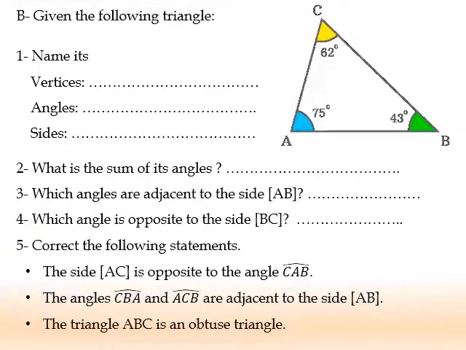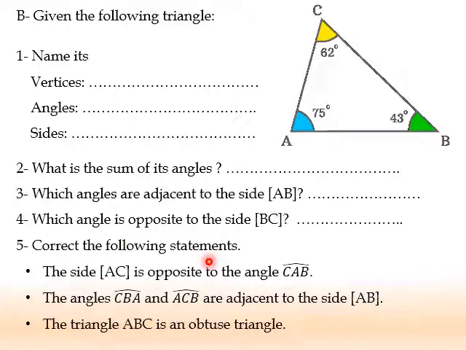Okay? Now B, given the following triangle, name its vertices, angles, and sides from this figure here. Then you have to find the sum of the angles, of course, by showing me your work. Which angles are adjacent to side AB? This is side AB. You have 2 adjacent angles, this one and this one. You have to write the name of the angle. Then, which angle is opposite to the side BC? Here is BC. Check which of these 3 angles is opposite to it.